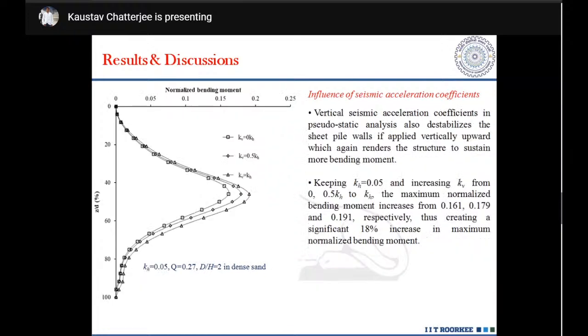Similarly, the vertical inertia force also plays a very important role, and it destabilizes the sheet pile wall if applied vertically. Generally, remember that for vertical seismic inertia force, there can be two directions, either in the upward direction or in the downward direction. The detrimental one will be the one in which the stability of the sheet pile wall is reduced. And it is seen that if it is applied in the vertically upward direction, it renders the structure subject to more bending moment. It has become unstable, okay, here.